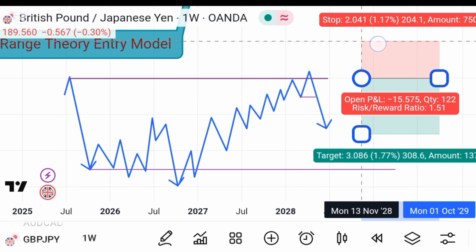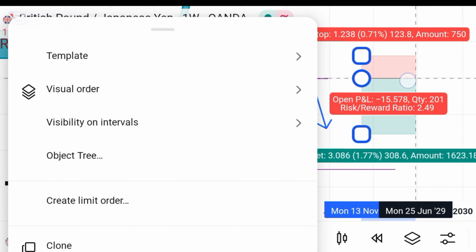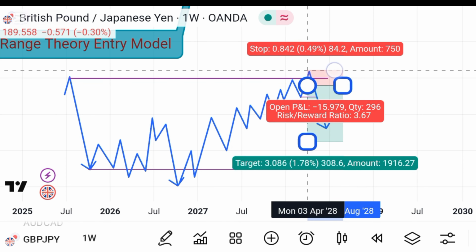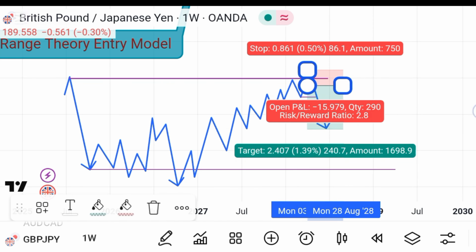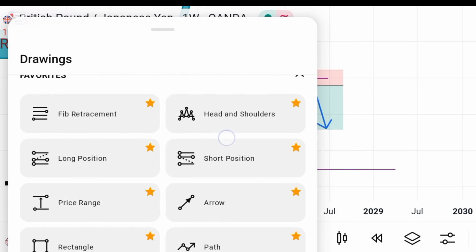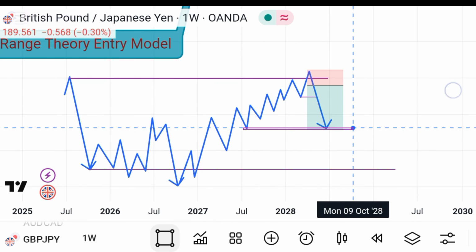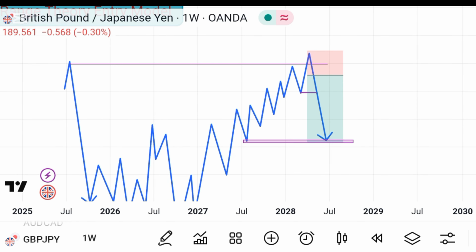You don't want to stay too much in the market because you want to get what you want. Maybe 1:3 or something. You just sell, have your stop loss above that high. Then at most any drawn liquidity, which is this one, you just target this liquidity and you're out of the market. Simple. You don't really have to make it so complex.